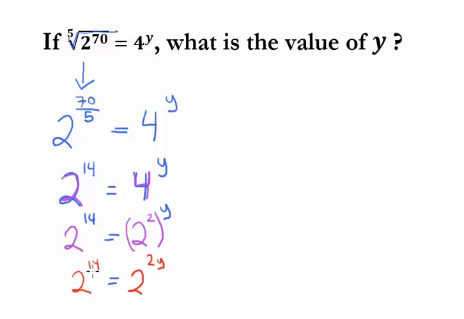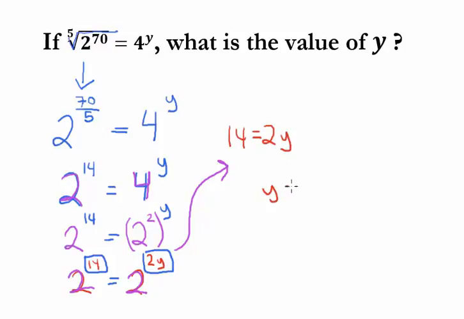Now we can say that 14 and 2y have to be equal to each other because we have the same bases, right? That's what allows us to do this. So we end up with 14 equals 2y, otherwise known as y is equal to 7.